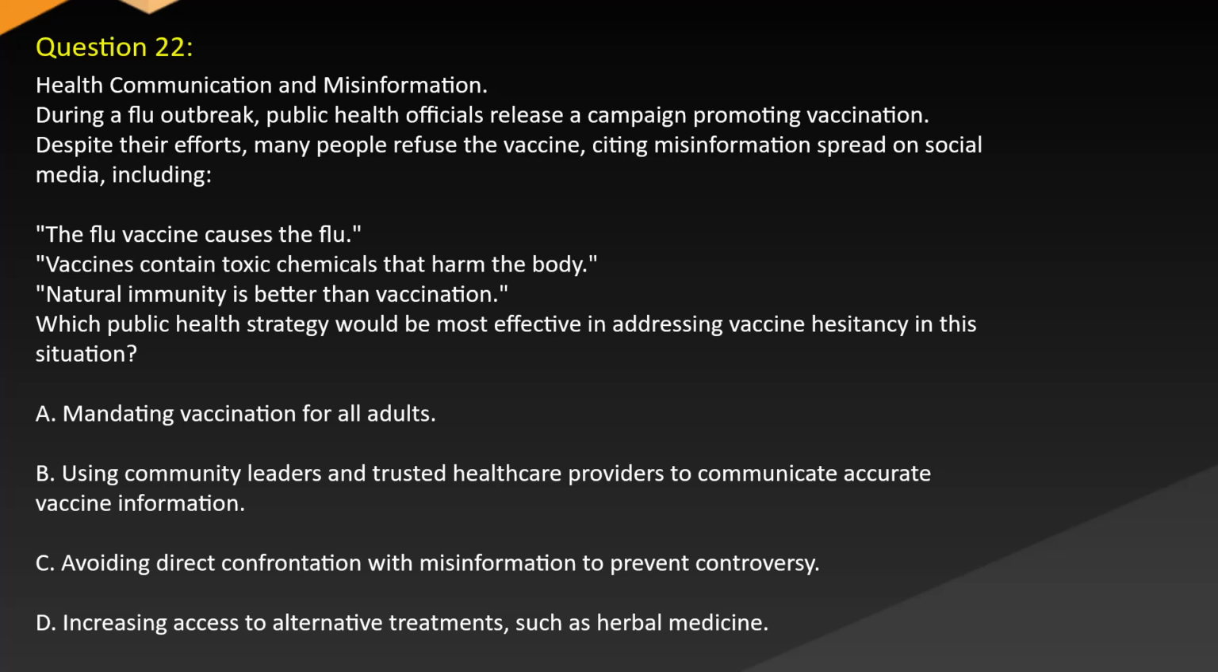Which public health strategy would be most effective in addressing vaccine hesitancy in this situation? A. Mandating vaccination for all adults. B. Using community leaders and trusted healthcare providers to communicate accurate vaccine information. C. Avoiding direct confrontation with misinformation to prevent controversy. D. Increasing access to alternative treatments, such as herbal medicine.